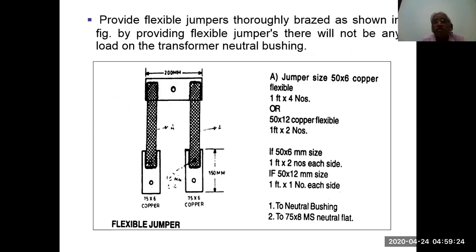Provide flexible jumpers thoroughly bridged as shown in the figure. By providing a flexible jumper, there will not be any load on the transformer neutral bushing. Instead of connecting to the transformer neutral bushing directly, you can provide this in between, so that you are getting two separate connections which can go independently. This is a flexible one. The advantage is the load of the material will not come onto the bushing and doesn't damage the bushing or start leaking the oil.